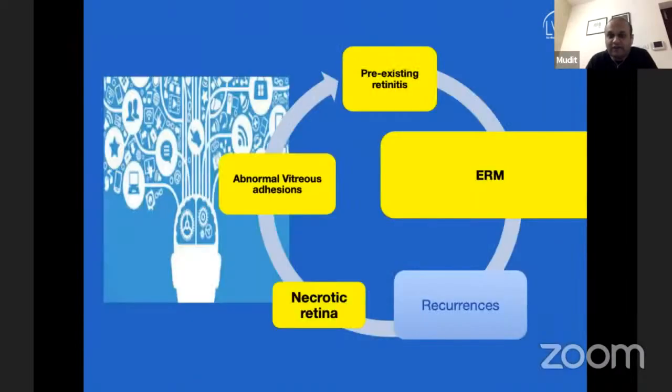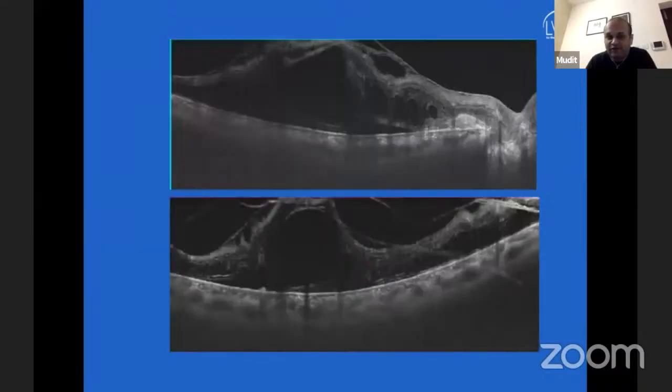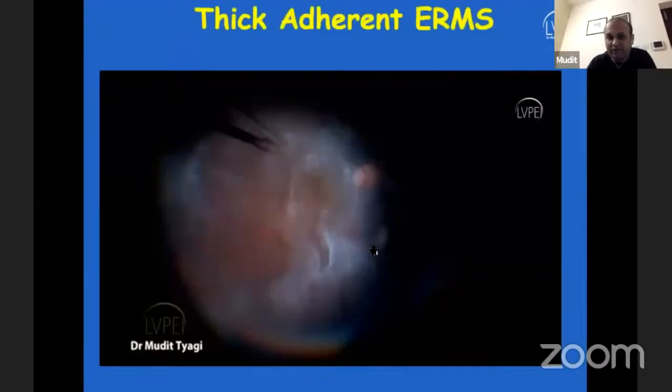The next point is ERM. Now that is another point which is there in these detachments. In ARN eyes, you have got thick ERMs, and if you do not remove them meticulously, this was a pre-op OCT of one of our patients with ERM and all of this thick membrane over there. And if you don't remove it carefully, that is one of the main reasons for recurrences which happen in these eyes. The fact is that this membrane is very thickly adherent to the retinal surface.